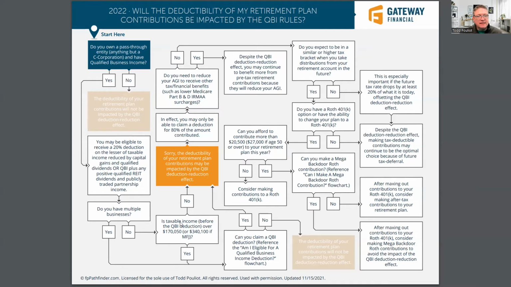If not, is the taxable income before the QBI deduction $170,000, or $340,000 if married filing jointly? If it is yes, we can go over to that flow chart. If it is no, the deductibility of your retirement plan contributions may be impacted by the QBI deduction reduction effect. In effect, you may only be able to claim a deduction for 80% of the amount contributed. And do you need to reduce your AGI to receive other tax or financial benefits, such as lowering your Part B and D IRMAA surcharges?